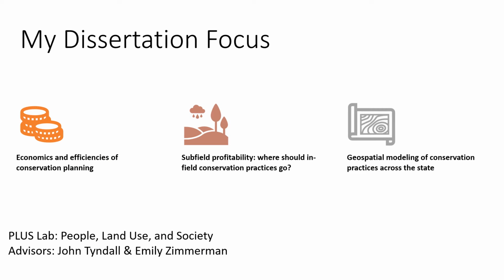My dissertation is focused on economics and efficiencies of conservation planning, so being more efficient with the money from both farmers and the government to plan conservation. I also want to think about subfield profitability, so where should in-field conservation practices go? And finally, looking at geospatial modeling of conservation practices, so where have practices gone in the past and how can that inform where they're going in the future?